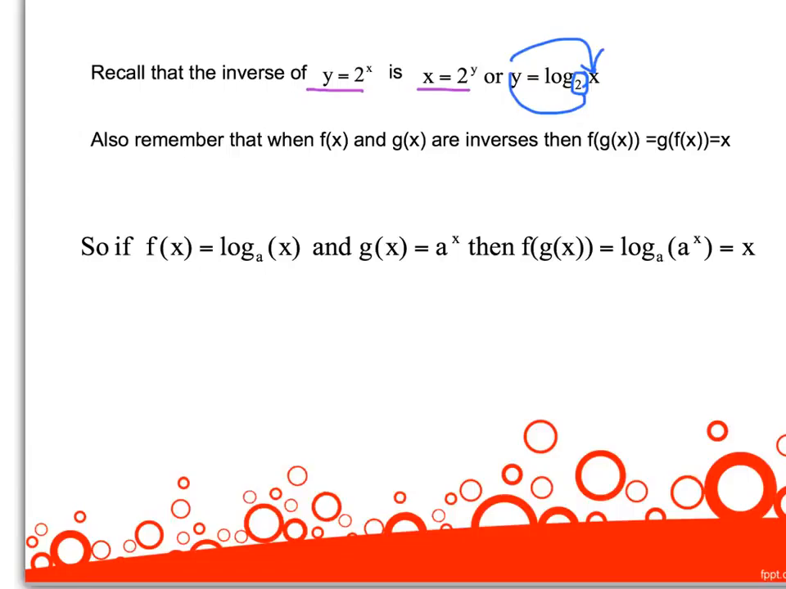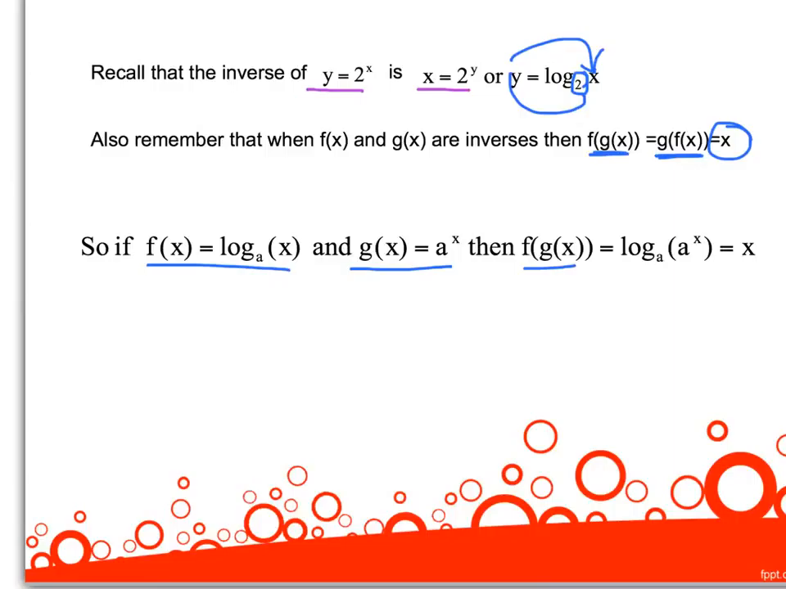Also remember that previously when we talked about inverses, one of the ways we could prove that two functions were inverses was to look at their compositions. If we did f of g of x and g of f of x, both of those had to simplify down to x. So that's going to be really important for us to realize the way that notation is going to look. So we're saying that f of x is log base a of x, so it could be log base 2, log base 10. And g of x is a to the x, 2 to the x, 10 to the x, e to the x. Let's first of all look at what f of g of x would look like.